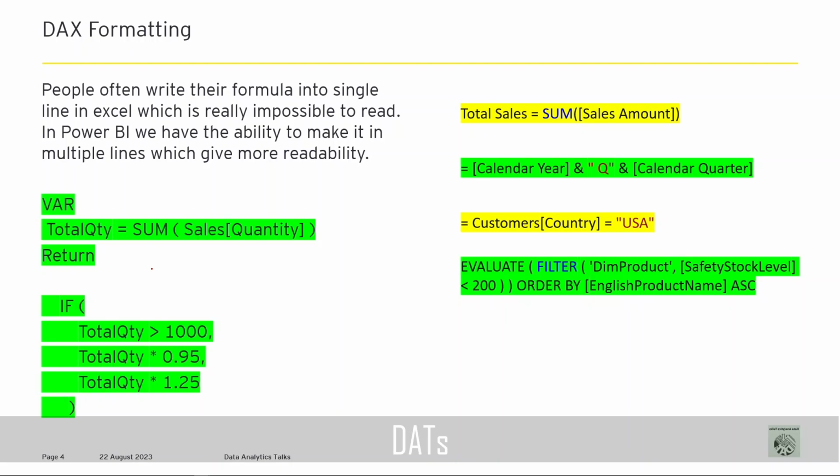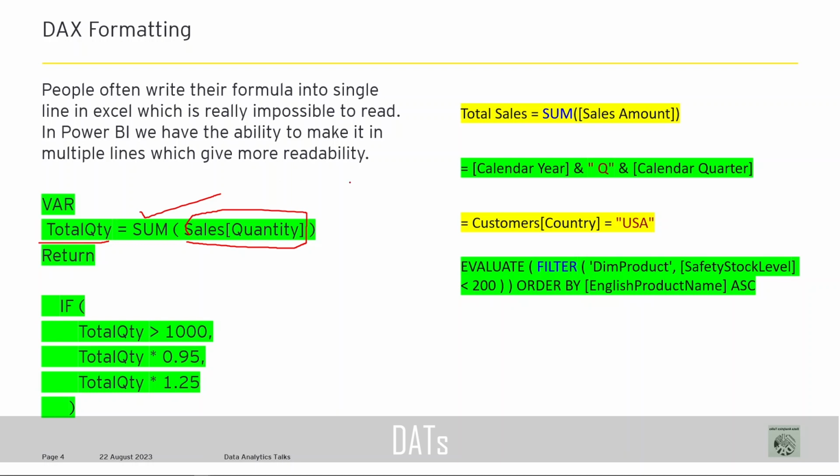Coming back to the presentation, I would like to show you a simple formula where I calculate total quantity using the Sales Quantity column in the Sales table and using a function called SUM. I would like to return total quantity multiplied by 0.95 if the total quantity is greater than 1000, if not 1.25.